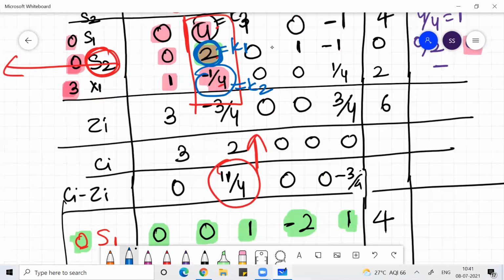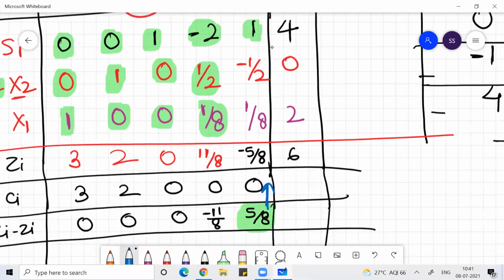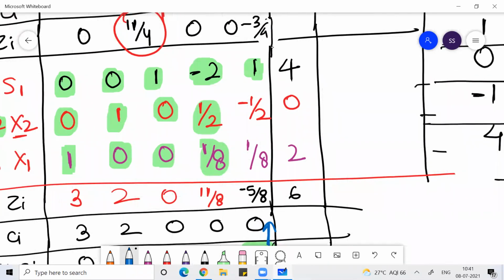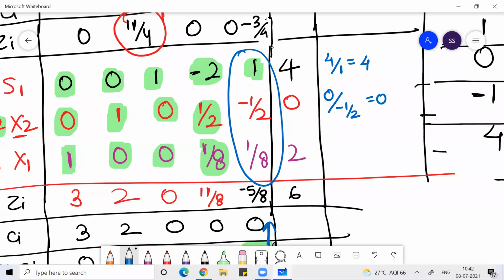Now if S3 will enter into the solution, it will replace either S1, X2 or X1. So for that, we'll find theta. Theta of this will be 4 divided by 1, this will be 4. 0 divided by a negative number, we normally do not make it participate because it is negative number inside the iteration table. We leave it. And this would be 1 by 8, so this would be 16.